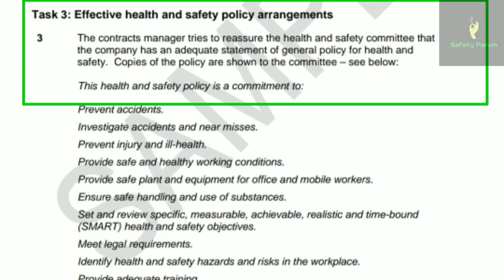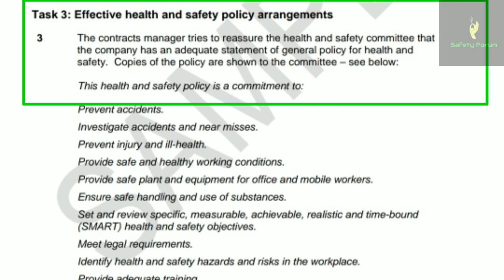Task 3 is the continuation of our story. Now you have informed all these things to your committee. Now your contractor manager is trying to save himself from the blame. So what he did is, he tried to reassure the health and safety committee that the company has an adequate statement of general policy for health and safety. He has all the statements of general policy, everything is there, and they are doing all this, right?